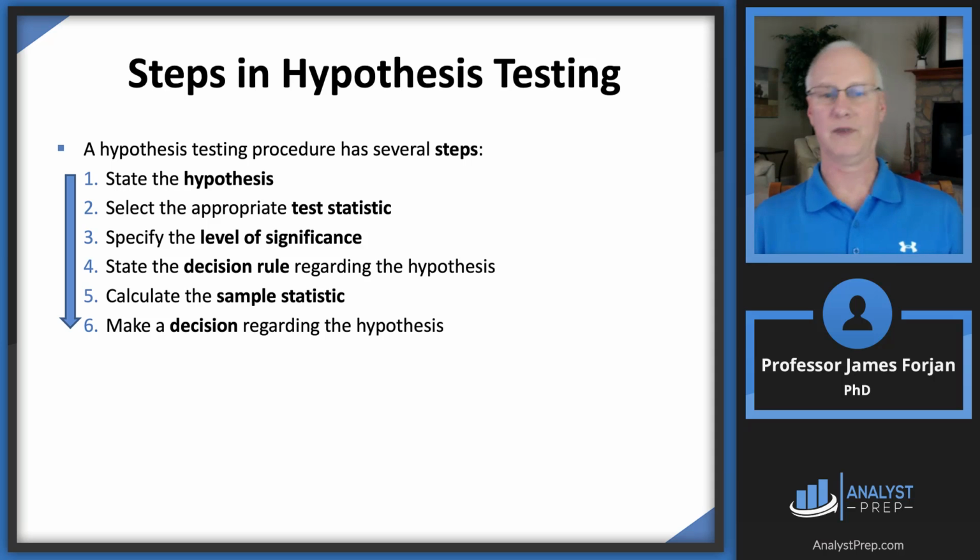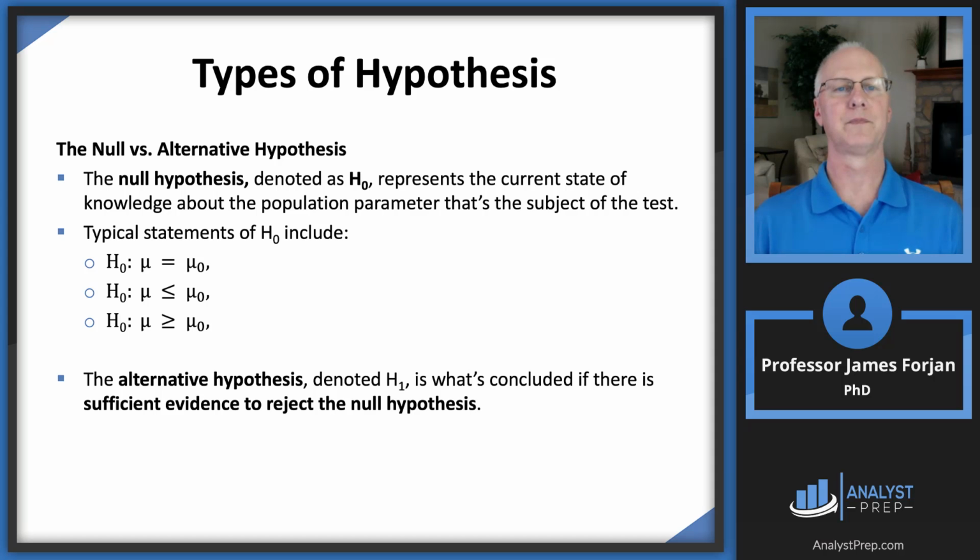Where am I here? Specify the level of significance, state the decision rule, whether we're going to accept or reject the null hypothesis, then the sample statistic, and then make the decision. All right, so this is how we set up the null hypothesis. It's denoted as H sub 0 and represents the current state of knowledge about the population parameter that's the subject of the test. So typical statements include that mu equals mu sub 0 in the hypothesis, whatever that hypothesis might be, or greater than or less than or equal to.